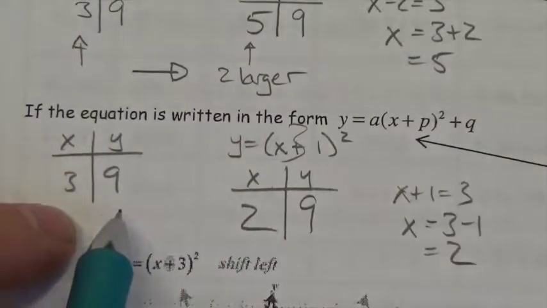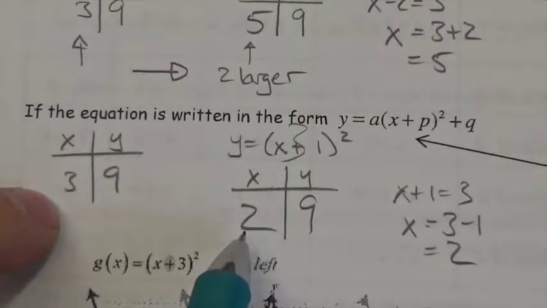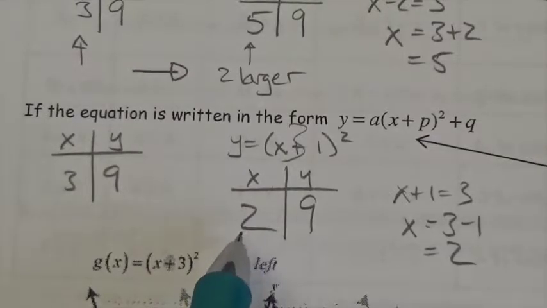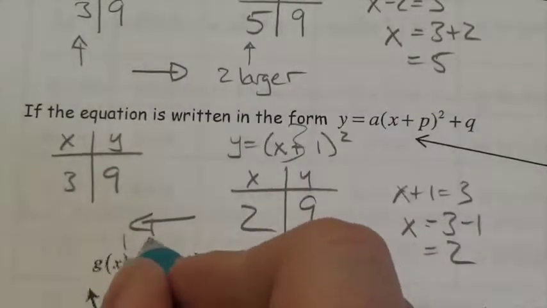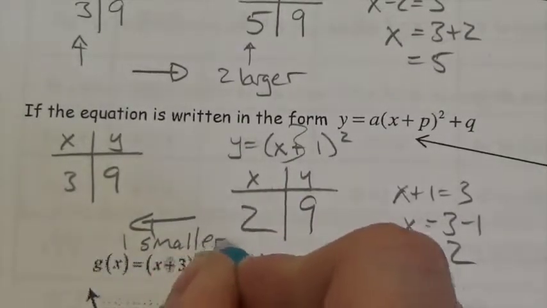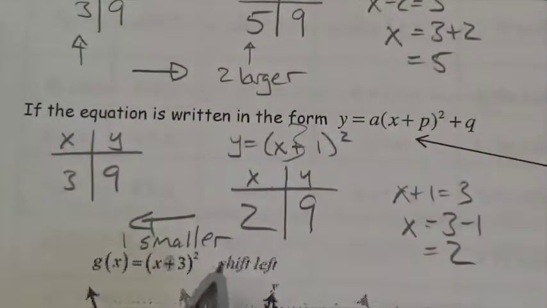Now, just think about what happened. To go from here to here, the x value got 1 unit smaller, which means horizontally my graph moved 1 unit to the left. That's what happened to the x coordinates here. So this is how I want you to understand this.